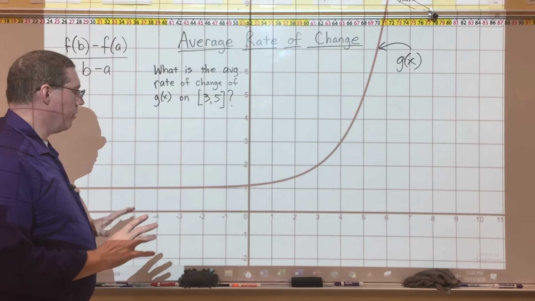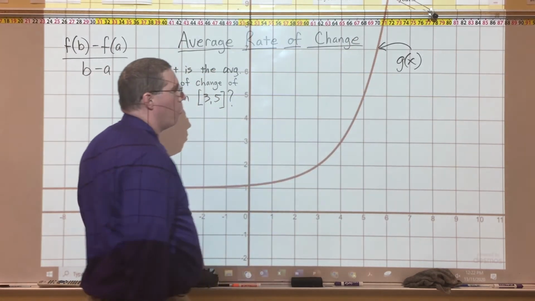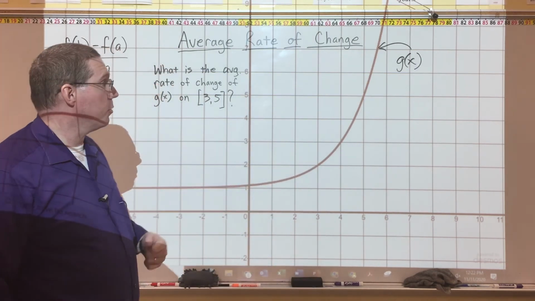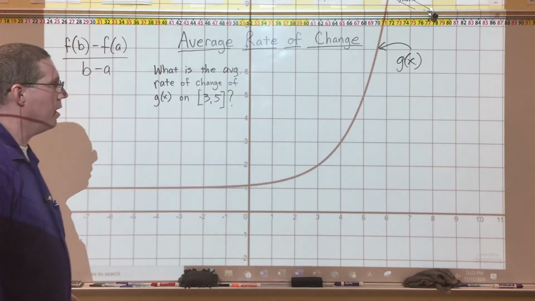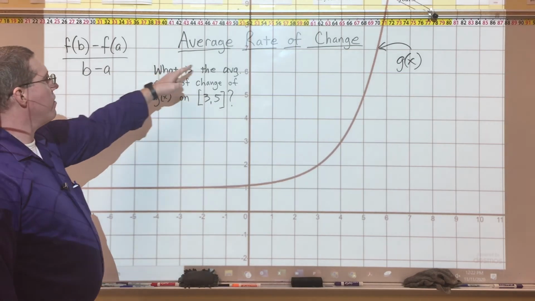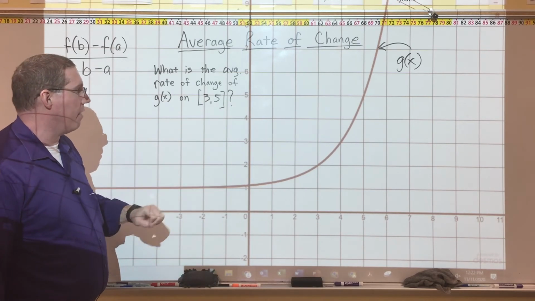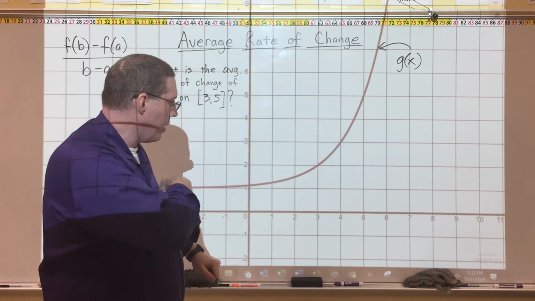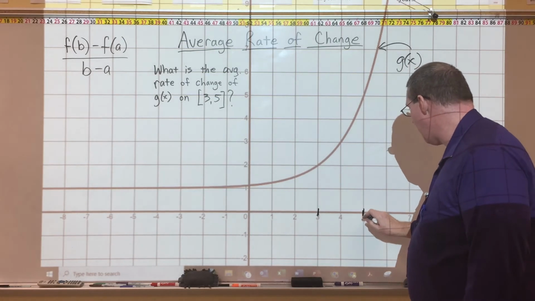So what I've done here is I have projected a graph, a curve, up onto the board. The fact that it's a curve means that it has a variable rate of change. We're going to call this curve g of x, and it doesn't matter what the function is. We only need the graph to calculate this. What is the average rate of change of g of x on the interval from 3 up to 5? Remember, these are x values, so these are independent variables going from here to here. Over here is 3, and here is 5.